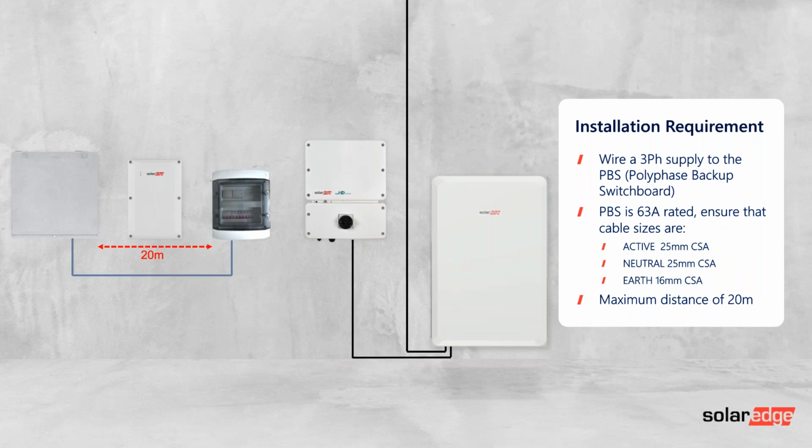The AC cable size is important. It's recommended that the distance between the polyphase backup switchboard and the main switchboard is 20 meters, and use 25 mil cable for your actives and neutral, with a 16 mil on the earth. The polyphase backup switchboard is 63 amp rated, but the reason that cable is the size it is, is to allow for the system operating in backup.